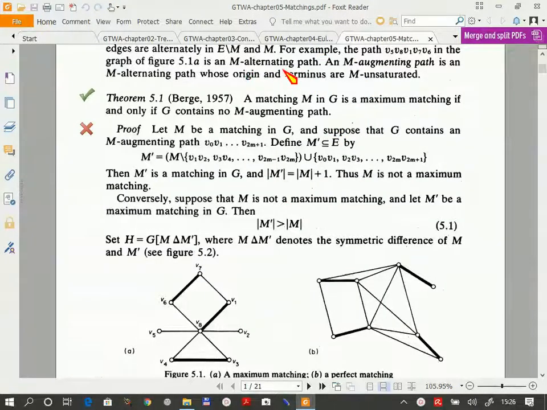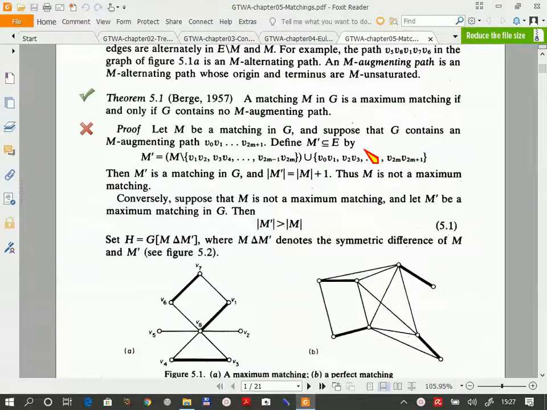This is an M alternating path. An M augmenting path is an M alternating path whose origin and terminus are M unsaturated. Okay? And you have this theorem: a matching M is maximum if and only if, so a good characterization, if and only if G contains no M augmenting path.